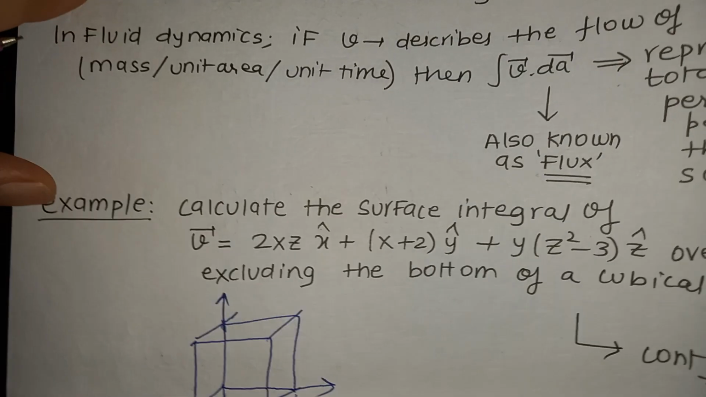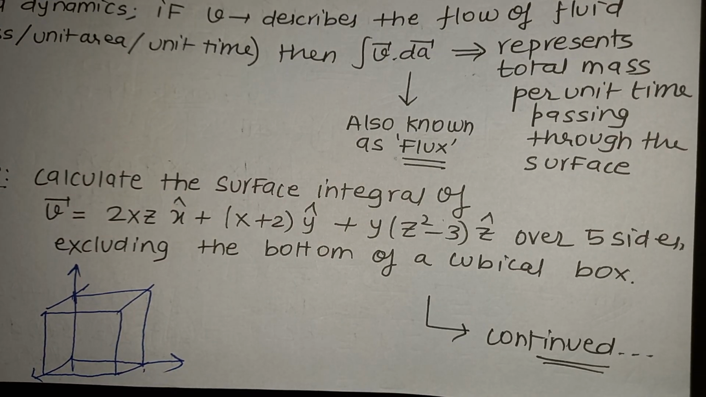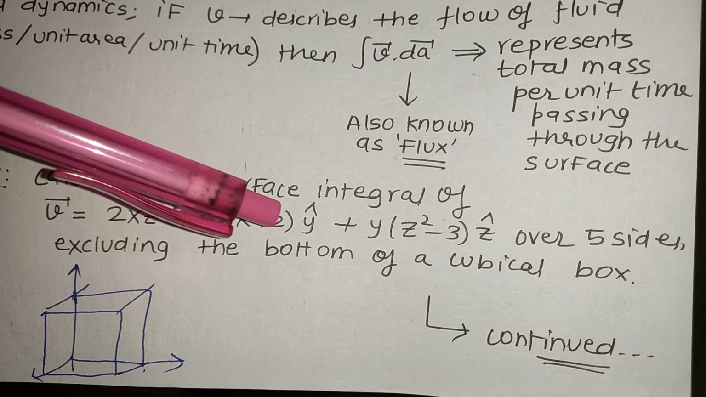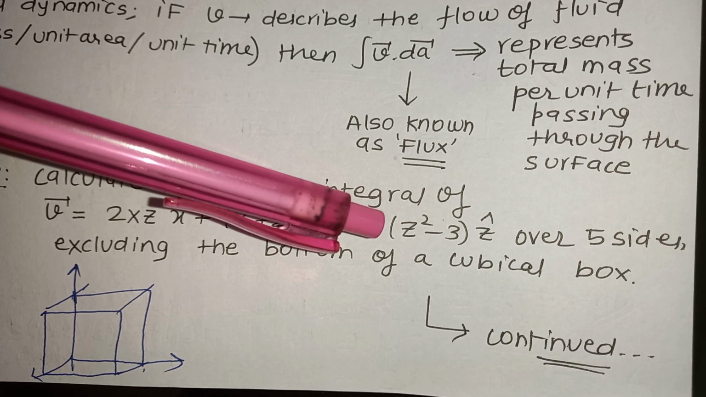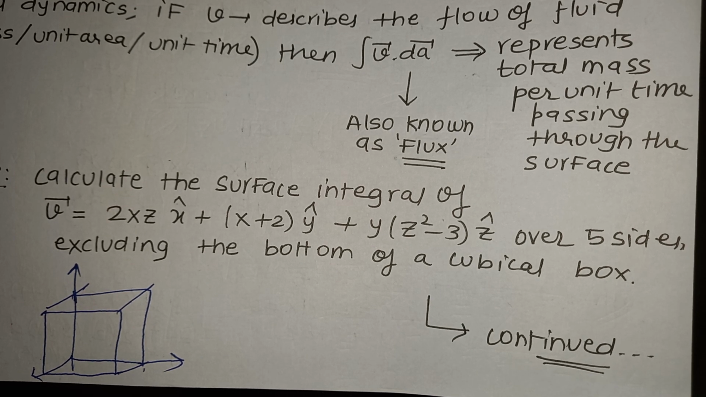So let's now solve an example. Here is an example. Calculate the surface integral of this function V = 2xz x cap + (x + 2y) y cap + (yz² - 3) z cap over 5 sides, excluding the bottom of a cubical box. You can pause the video here and try to solve it yourself.